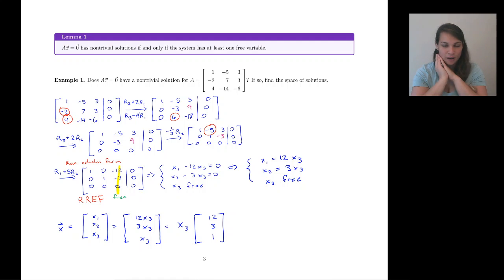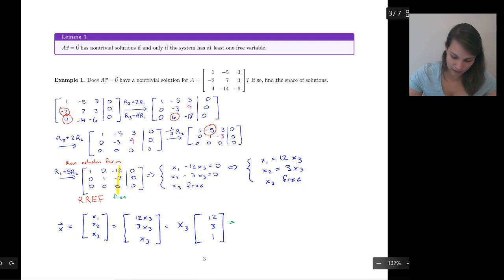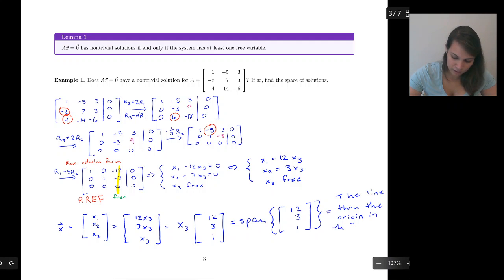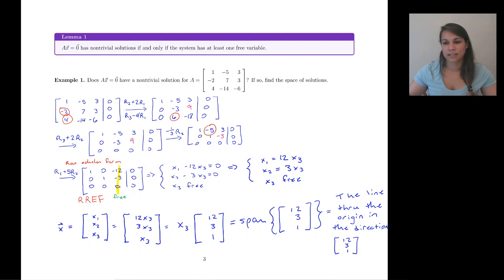So linear combinations means span, which means we can write this solution using span. What is the span of one vector? It's something I've already talked about. You remember it's a line, maybe? We had some cool graphs. So it is the line through the origin in the direction 12, 3, 1. I think I phrased it including the vector 12, 3, 1 last time, to match my phraseology from last time.